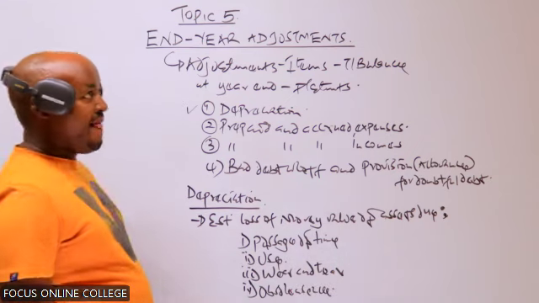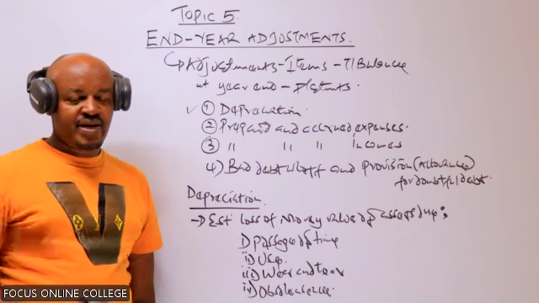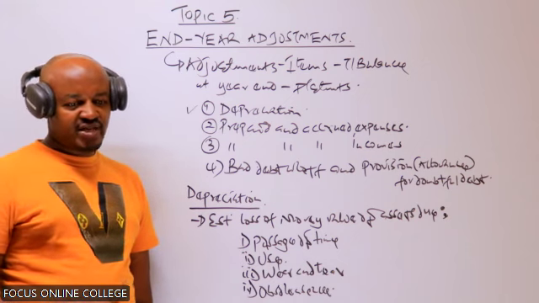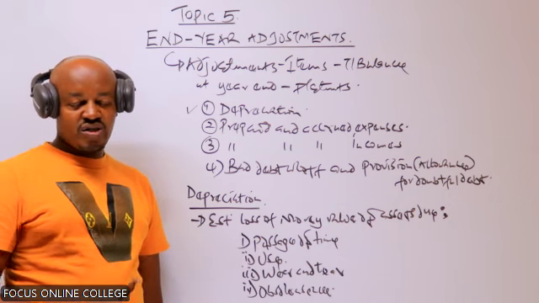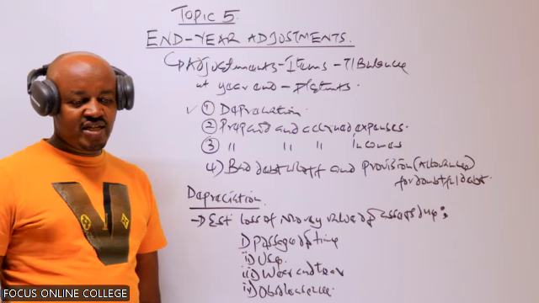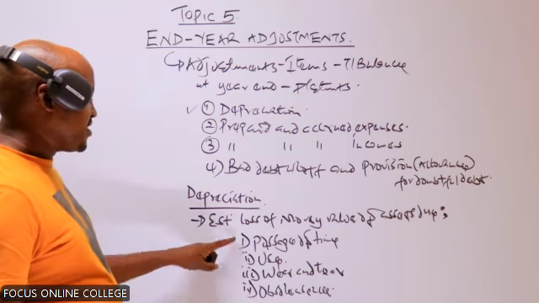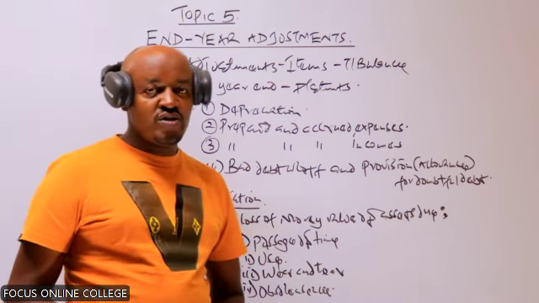Obsolescence basically is whereby the asset is no longer needed by the company. Maybe a company had acquired a small machine that cannot be used by the company. In that case, we may say that asset is worthless as far as that company is concerned. The asset is no longer needed. So these are some of the reasons why assets lose value.